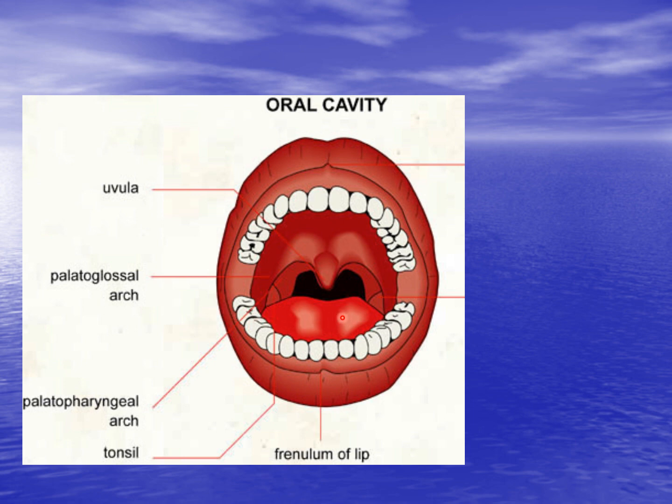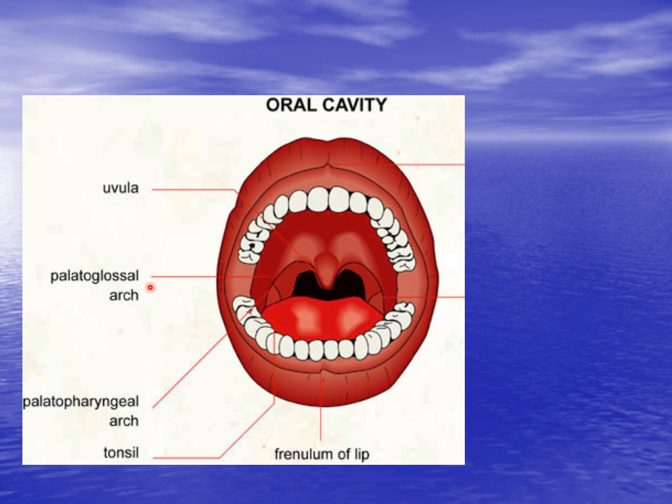If you open the mouth, you are going to see this is the dorsum of the tongue, upper teeth, palate. This is the hard palate. This is the soft palate, the uvula. On both sides you are going to see the palatine tonsil.